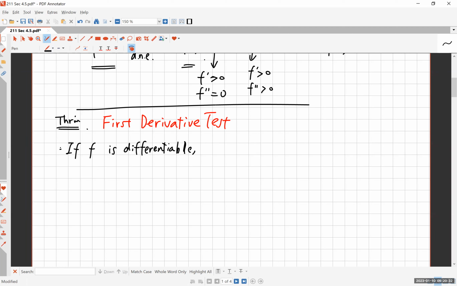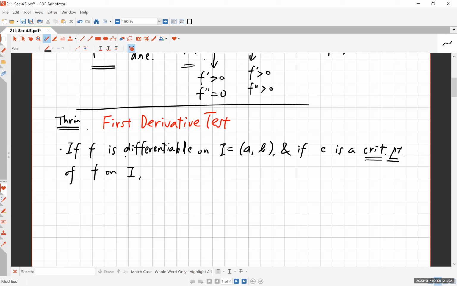Like they will say, if f is differentiable, let's say, on an open interval from A to B, and let's say C is a critical point of f on I. What the book says is that f doesn't have to be differentiable at the critical point. Do you remember what a critical point was? Where the derivative is either 0 or undefined.